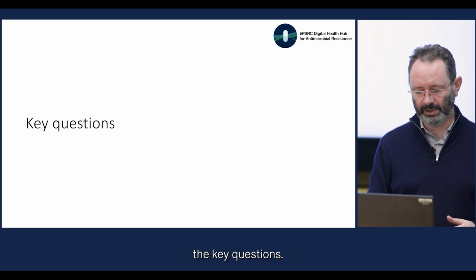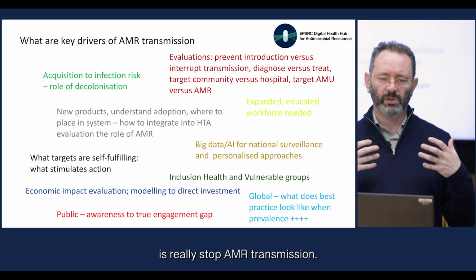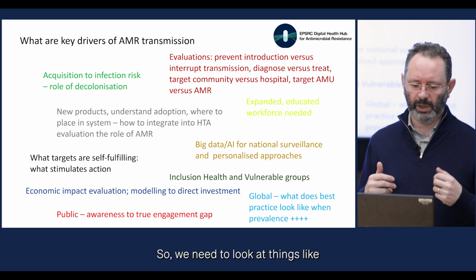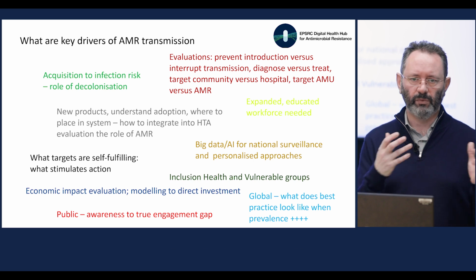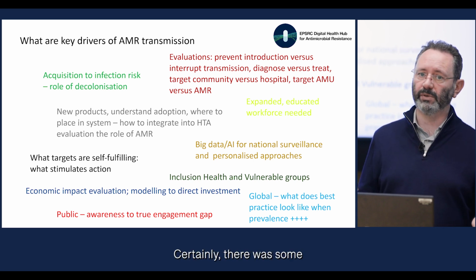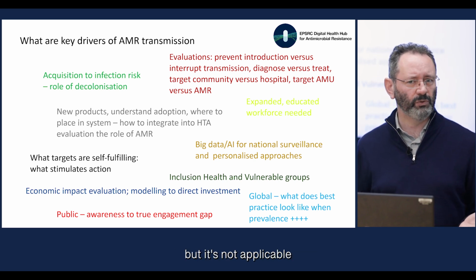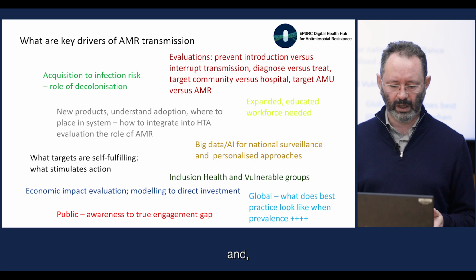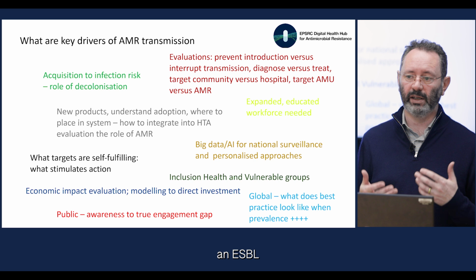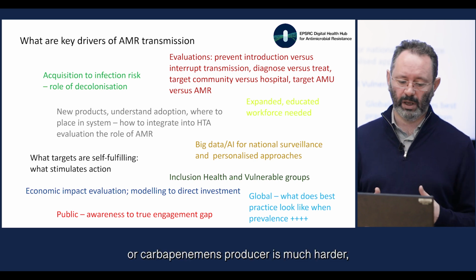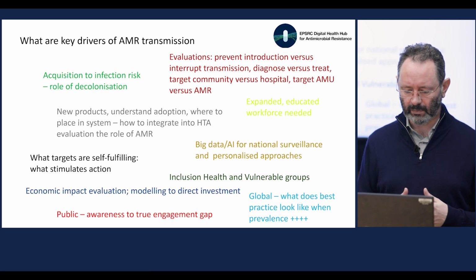So let's look at some of the key questions. The real thing we're trying to do is really stop AMR transmission. So we need to look at things like acquisition to infection risk. Does decolonization work? Certainly there was some fantastic work on decolonization around MRSA, but it's not applicable for all resistance problems. And certainly trying to decolonize the gut to reduce the risk of, say, an ESBL or a carbapenemase producer is much harder and hasn't seen so much success.